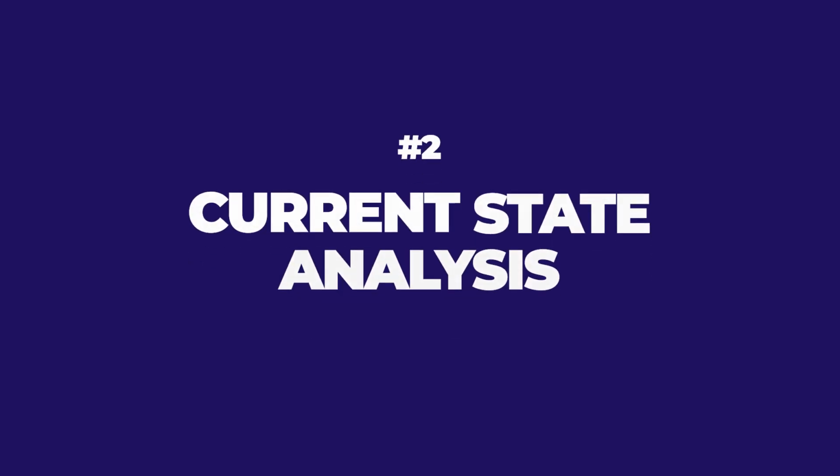Number two is your current state analysis. This provides the context. What is happening right now? What are the conditions? What are we seeing? What is the data? What led up to this? What caused it? Okay, you have a problem, but describe what the current state is.